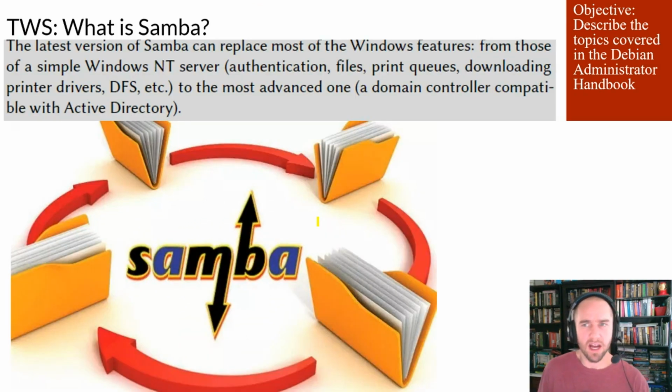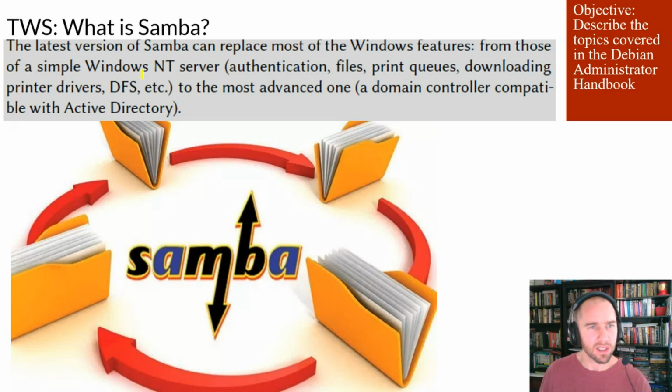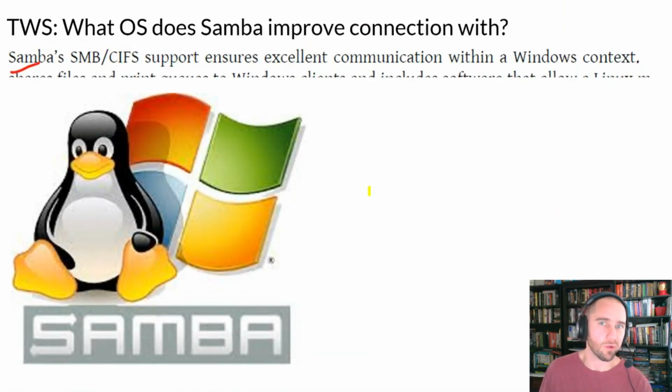The book eventually talks about Samba, which threw me for a loop because I didn't know very much. It says that the latest version of Samba can replace most of the Windows features from those of a simple Windows NT server, authentication files, print queues, downloading, etc., to the most advanced one, which is a domain controller compatible with Active Directory. So after a little digging, it looks like Samba is a server. And if we go back, that makes sense because it's saying authentication files, print queues, downloading drivers. Well, that one's a little weaker, but the point is that's what a server does, it serves up files or it serves up the ability to print. So if your operating machine is using Samba, it's allowing Linux and Windows to work together perfectly.